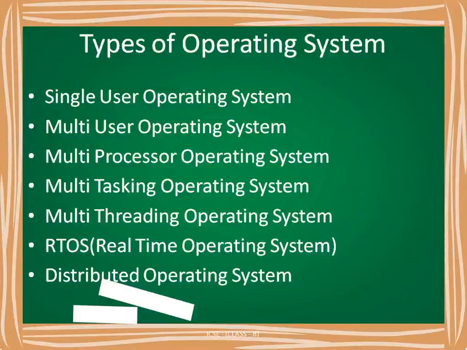Next is multi-threading. This operating system allows different parts of a software program to run simultaneously. So in multi-threading, the multiple parts of the same software are executing simultaneously. So that is a multi-threading operating system.